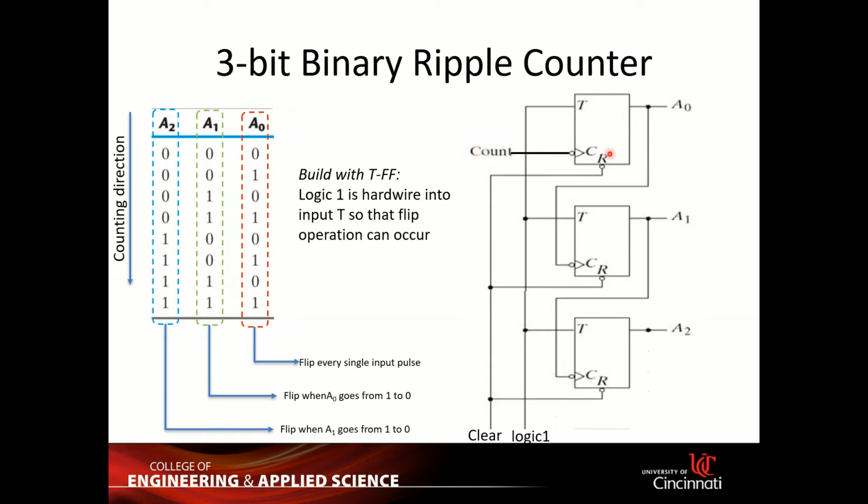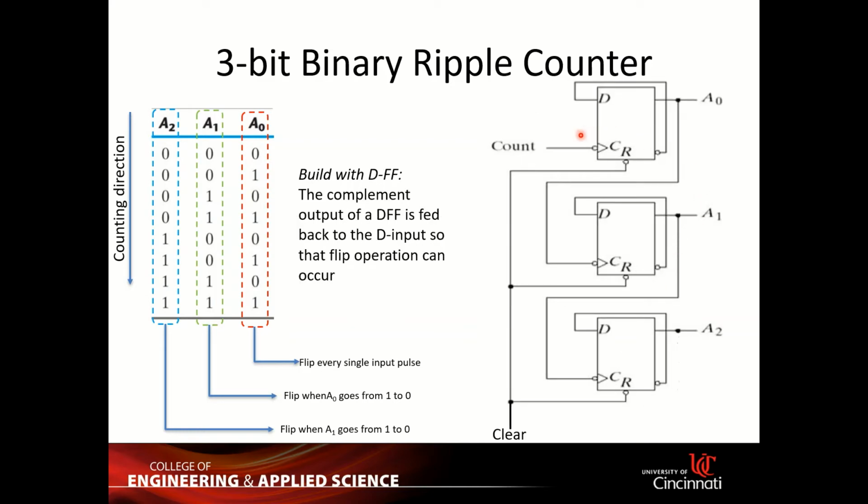So if you supply a count in here, let's go through one example. If this one goes from 1 to 0, then you will flip A0. So if you flip A0, it either goes from 0 to 1 or from 1 to 0. Now if A0 goes from 1 to 0, it will trigger the flipping operation of the next T flip-flop and cause this one to flip. And if this one flips, it either goes from 0 to 1 or 1 to 0. If it goes from 1 to 0, now you trigger this one to flip. Okay, so that's how it works right there.